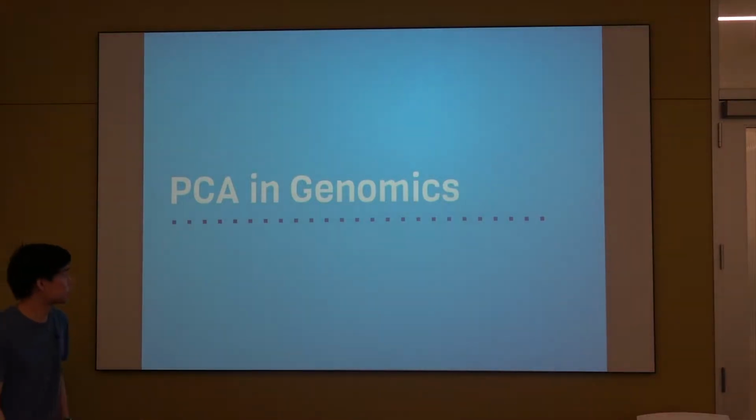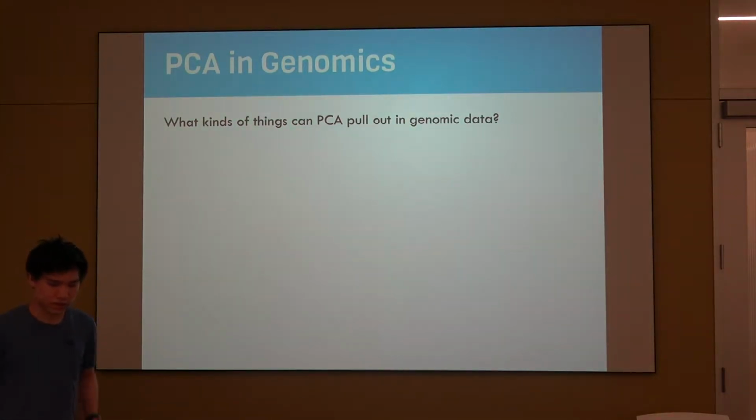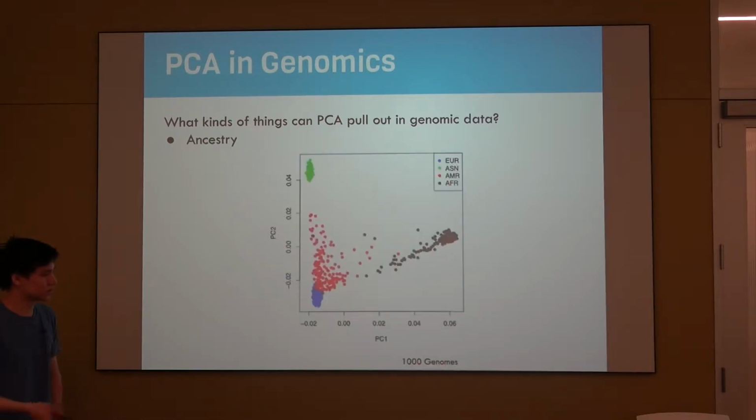Okay, so this is great, and we've looked at different ways of how PCA can be looked at in the broad sense, but how can PCA be viewed in genomics? So specifically, what kinds of phenomena or things can PCA pull out in genomic data? So one example is ancestry.